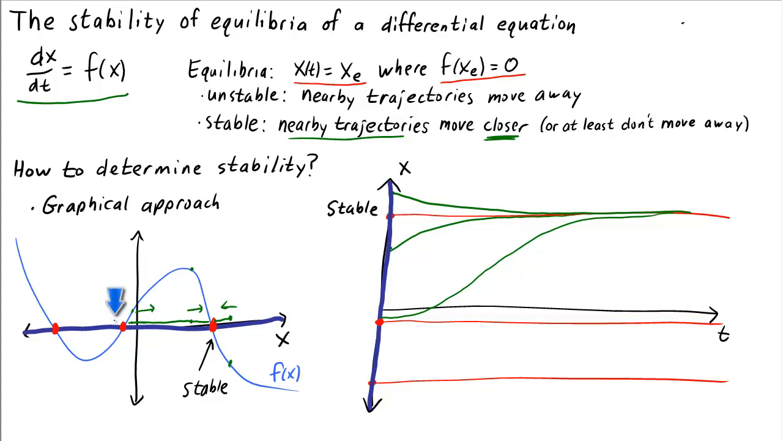On the other hand, if I start just below the equilibrium, the velocity f of x, or dx/dt, is negative, so I'm moving to the left, no matter how close I start to the equilibrium. Plotting this versus time, I move away from the middle equilibrium. Nearby trajectories are moving away, so therefore this middle equilibrium is unstable.